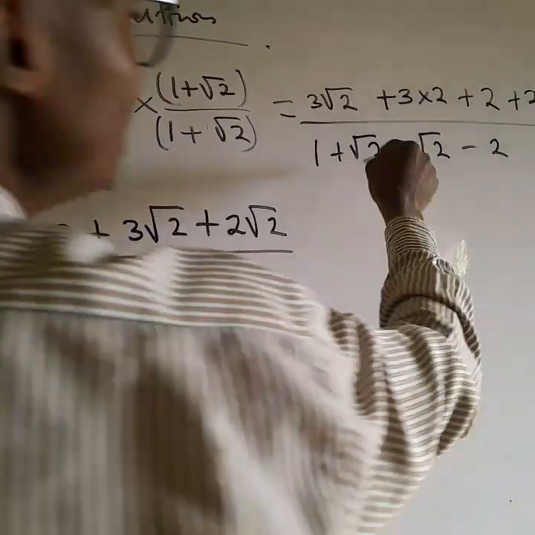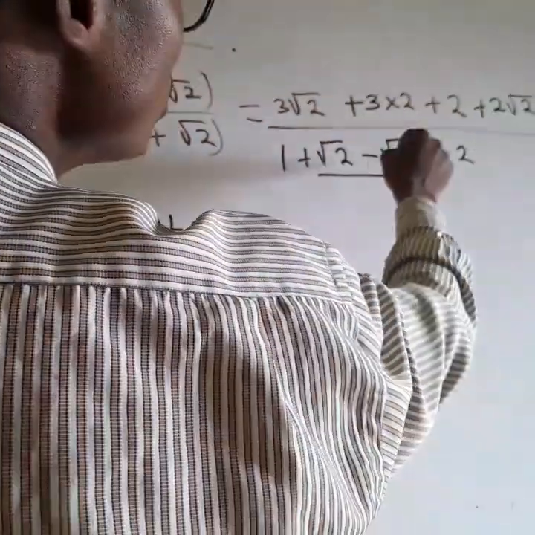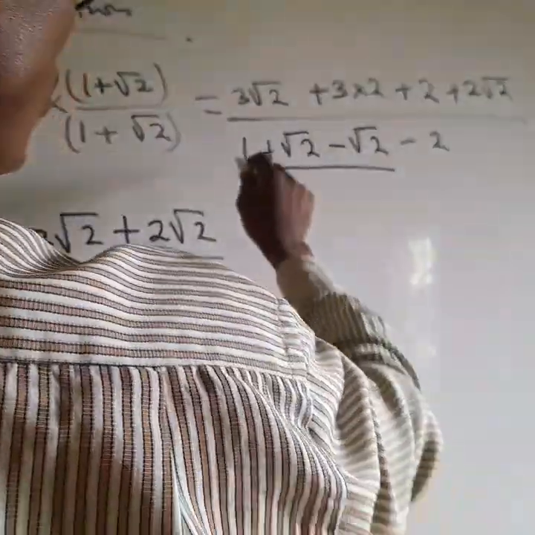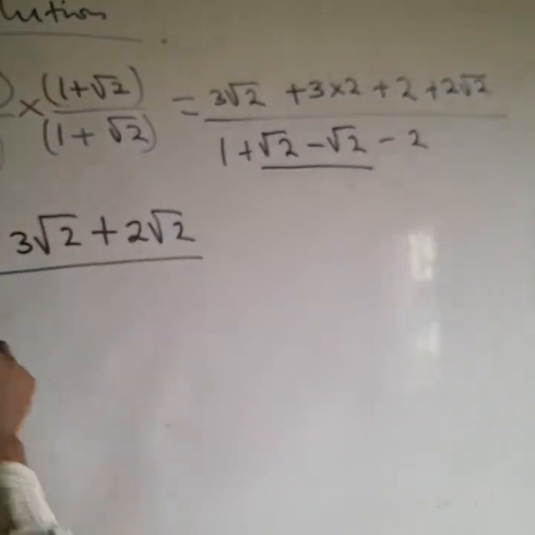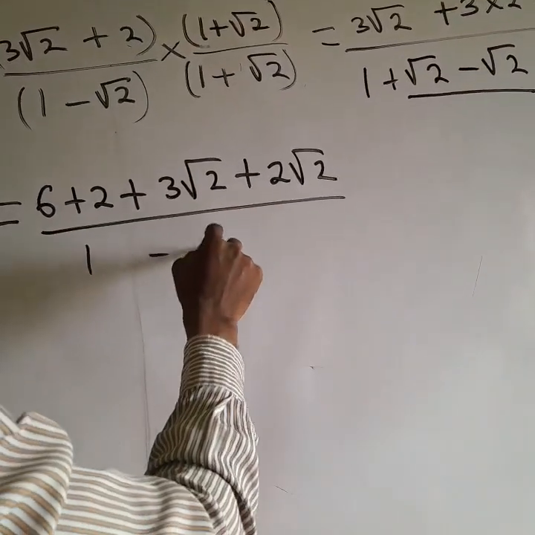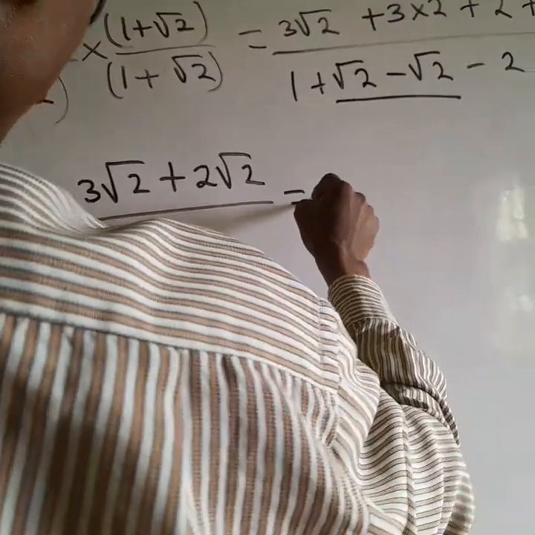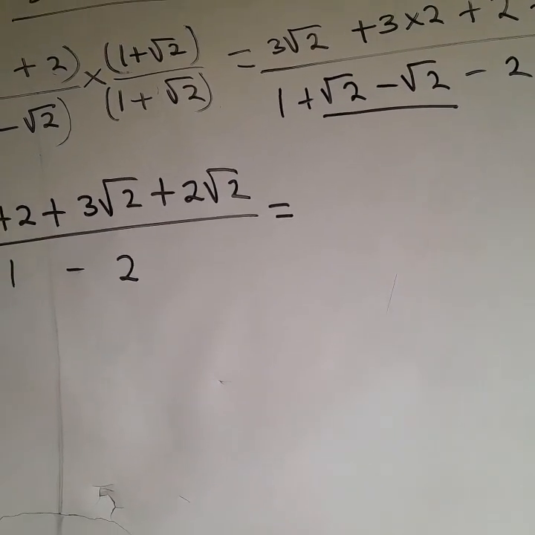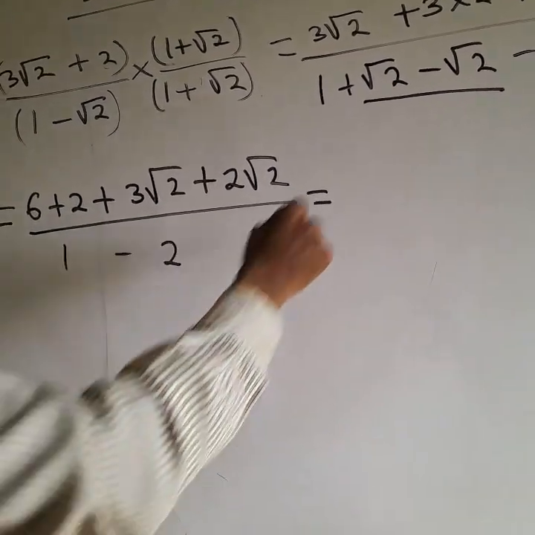In the denominator, you see that root 2 minus root 2 is automatically 0. We are left with 1 minus 2, which is equal to... 6 plus 2 will give us 8.